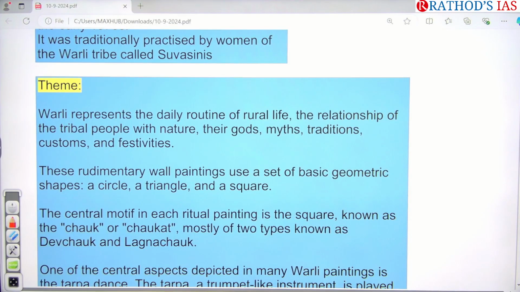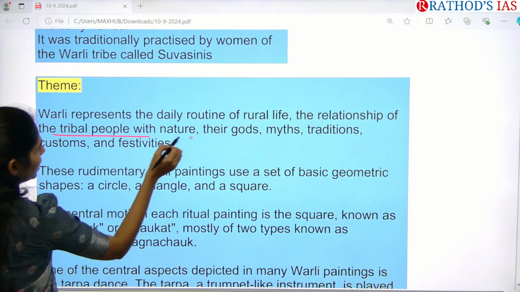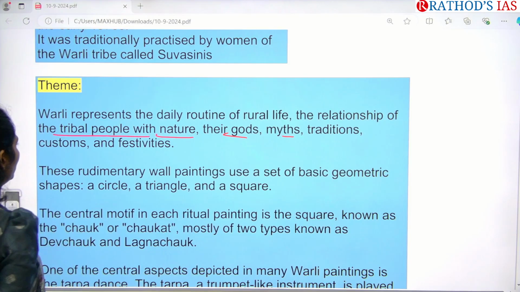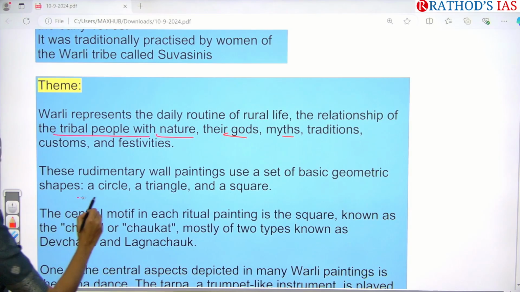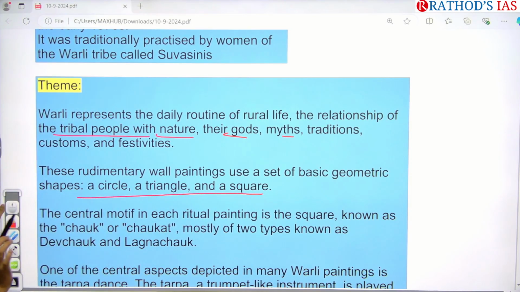And what is the theme? They paint daily life routine, especially in the rural areas. By these paintings, we can understand that these people have been very strongly connected with nature, gods, myth, tradition, customs, and festivities, etc. And they use some basic geometric shapes like circle, triangle, and square to represent them.